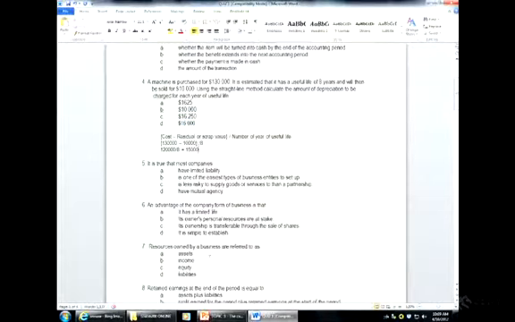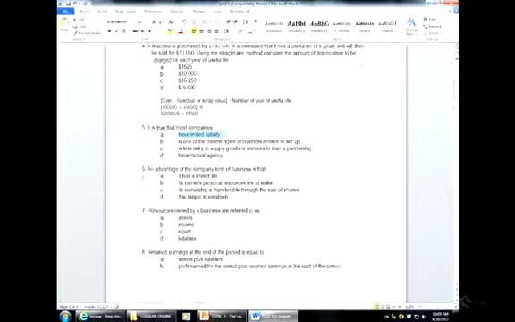Now it is true that most companies have limited liability; of the 4 answers given, that is the most appropriate answer. An advantage of the company form of business, again among the 4 answers given, the best answer is its ownership is transferable through the sale of shares.